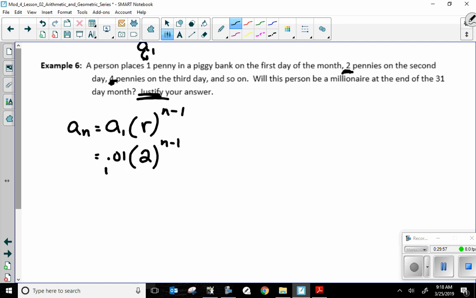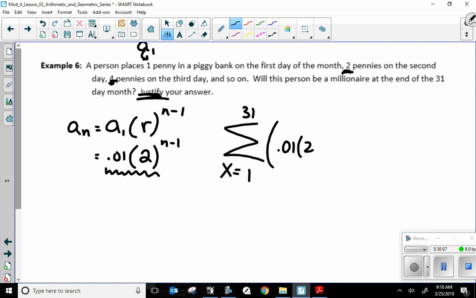This is what I'm putting in my summation. I'm going to start on day 1 and go straight through to day 31: 0.01 times 2 to the x minus 1. Yes, I'm switching between n and x because in the calculator it puts an x. It doesn't matter. Let's see if he's going to be a millionaire.